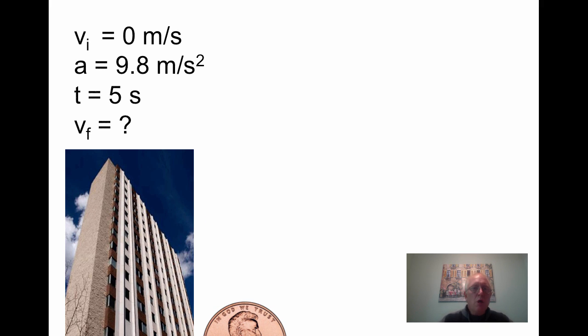All right, so what do we know? The initial speed is 0. The acceleration due to gravity is 9.8 meters per second squared, and the time is 5 seconds. So we want to find out the final speed, its speed when hitting the ground. Now that we're getting more equations, it's important to identify the information so that you can pick the equation that you want to use.